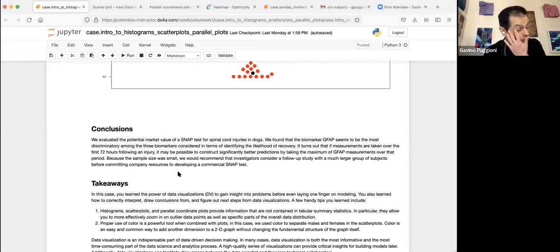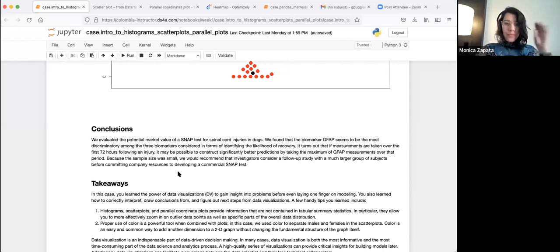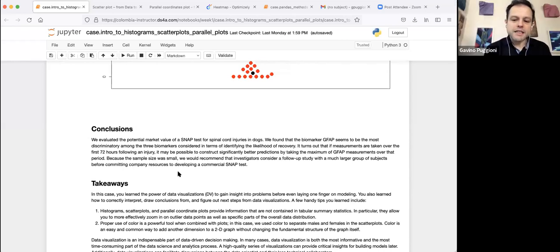So here are some further tips that we want to keep in mind. The use of summary statistics can be very important because it can give us some quantitative type of information. However, tables in themselves cannot provide the same level of insight that histograms, scatter plots, and parallel coordinate plots can offer.